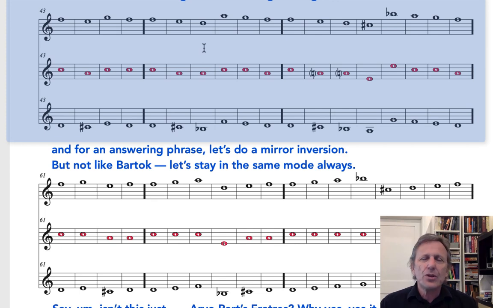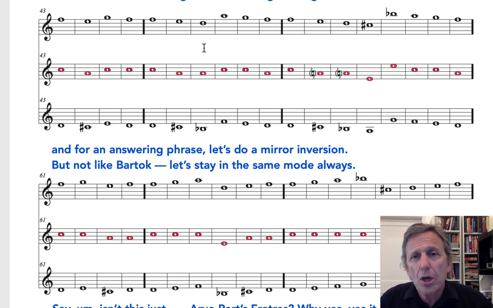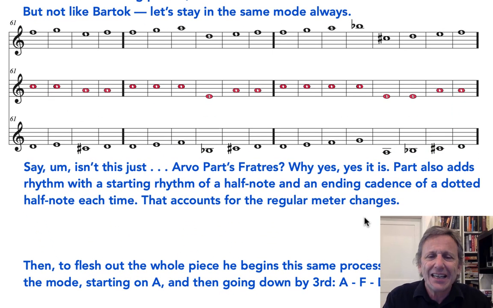This kind of music, which is very process oriented, which has a fixed voice, nonetheless reminds us of some very long ago neo-modal roots of music. And this is Fratres. Now, Arvo Pärt also adds rhythms. So the starting pitch of each phrase and the ending pitch of each phrase is a half note and an ending cadence of a dotted half note each time.